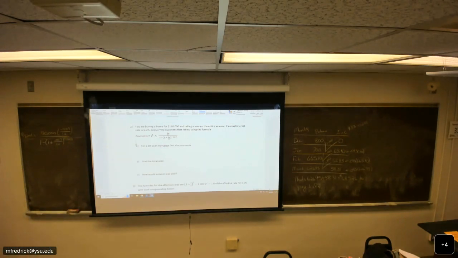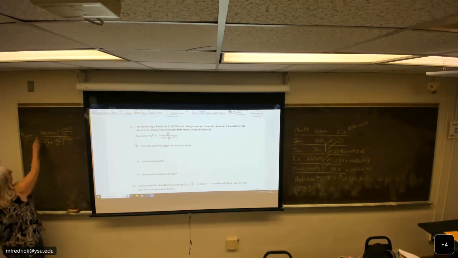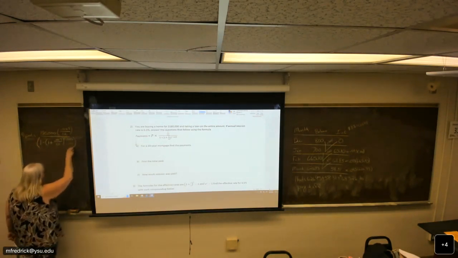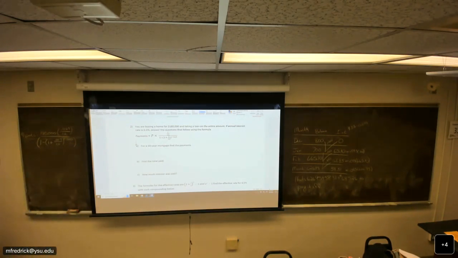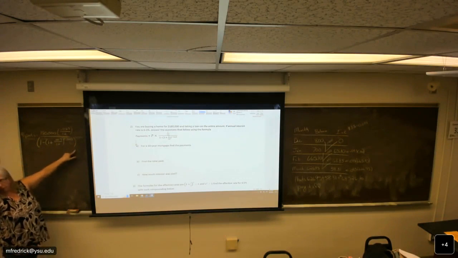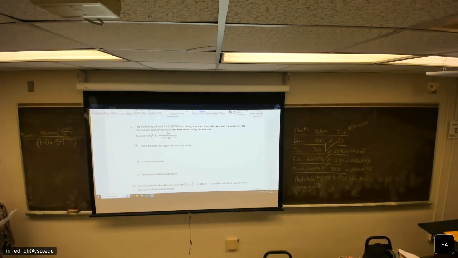If you are entering that all at once, unless you have a fraction bar, this has to be in parentheses. Otherwise, it will only divide by 1 and then it will subtract all of this. But if you have the fraction bar, you don't need to do that. A TI-84 does a fraction. Yours does a fraction bar, but I don't know how.